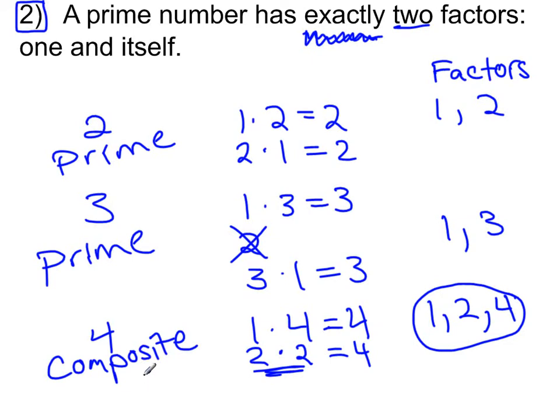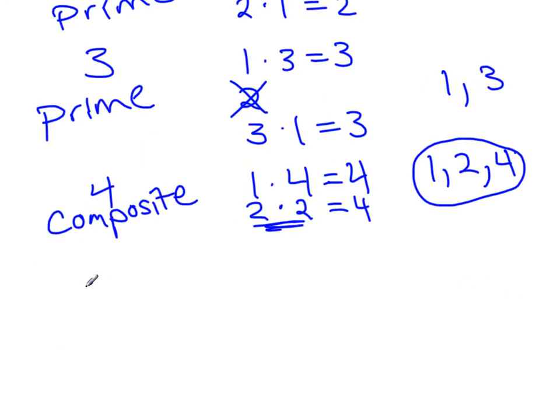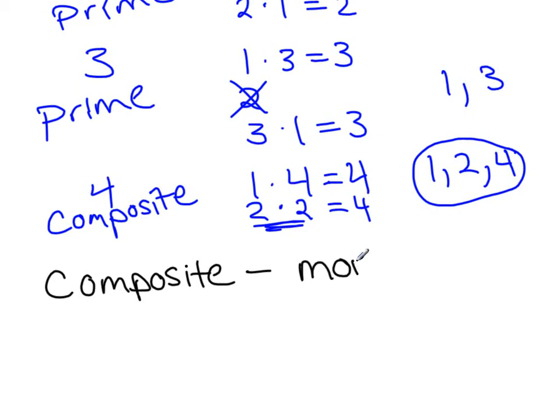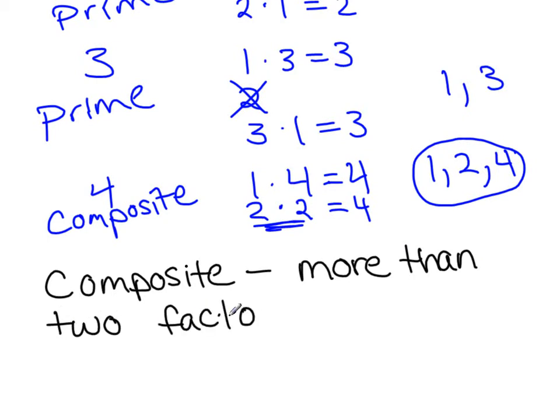Now, composite means we are going to have more than 2. So let's write that. So composite. And we're going with the crazy spelling that I have, okay? If you find a better spelling, go with it. Composite means there's more than 2 factors. Doesn't mean just not prime. It means there was more than 2 factors.